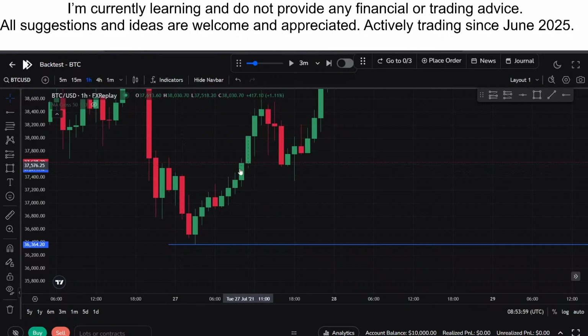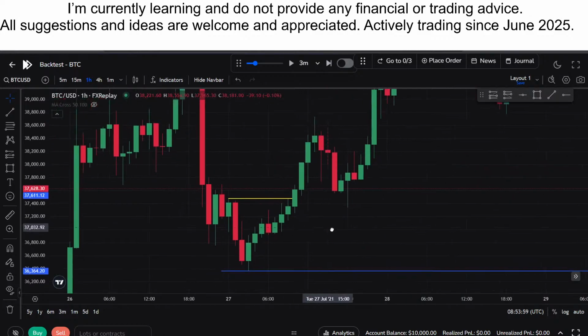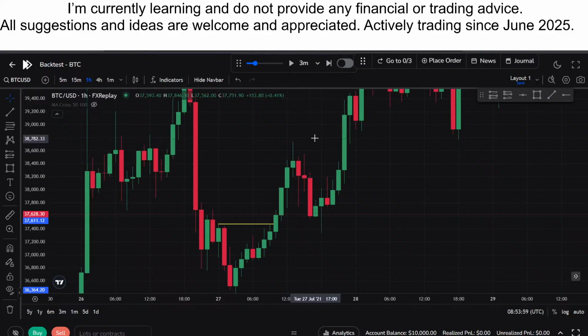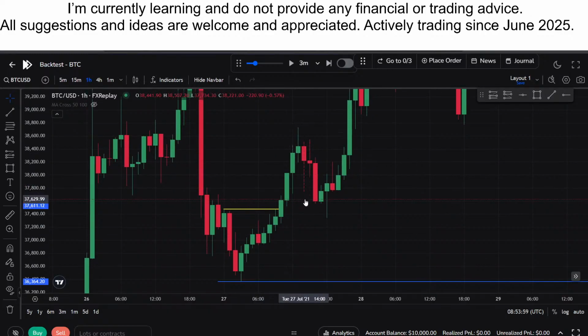Because we have a break of structure here. We have this break of structure. Am I right or wrong? So this is the break of structure, and this is the liquidity. So this is not a break of structure, but this is a change of character. High, low, low. This is the low, and there is not a break of structure.